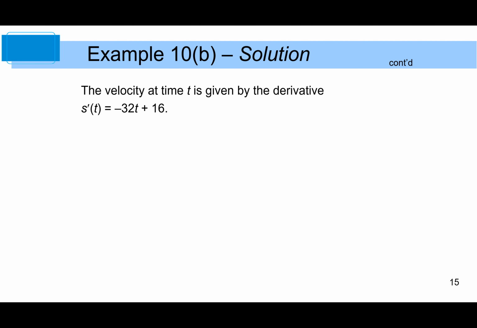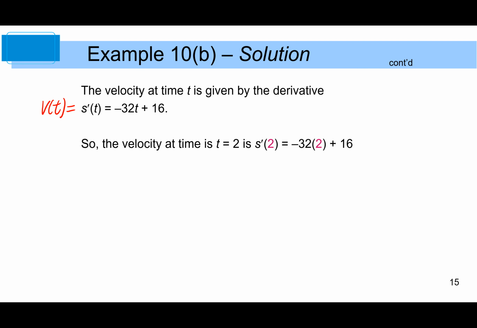So the velocity function when the diver hits the water, v of t equals s prime of t, which is negative 32t plus 16. Now we just replace time t with 2. So it's negative 32 times 2 plus 16, which is negative 64 plus 16, giving us negative 48 feet per second.